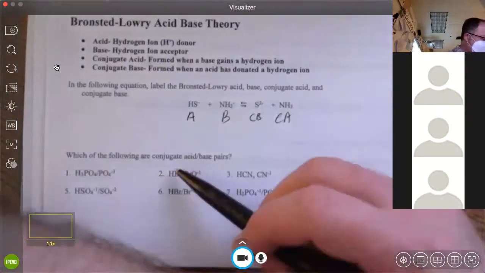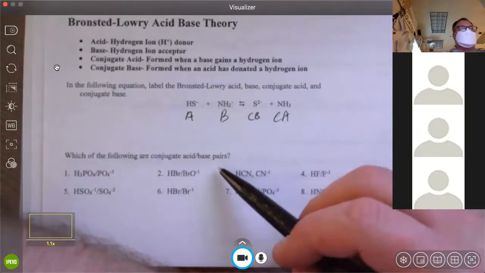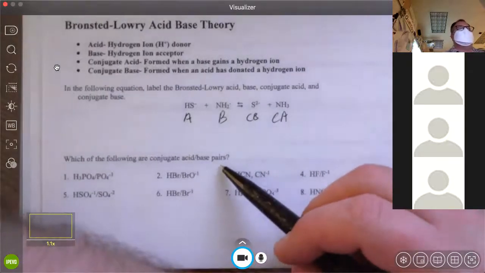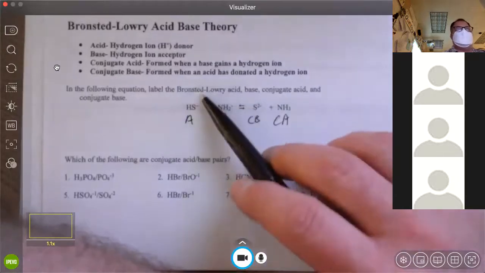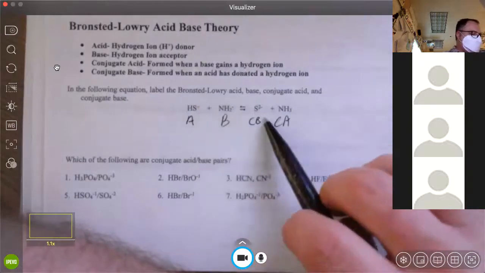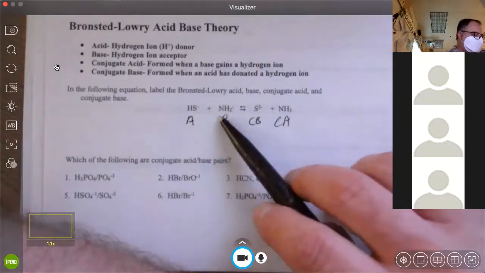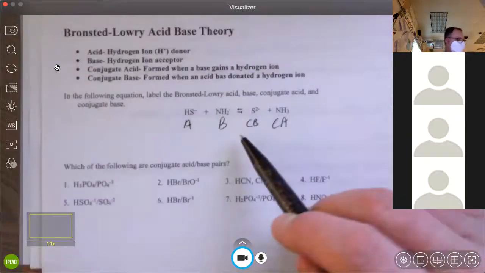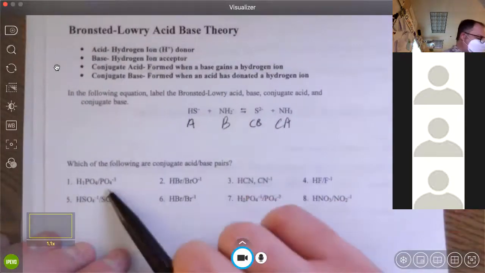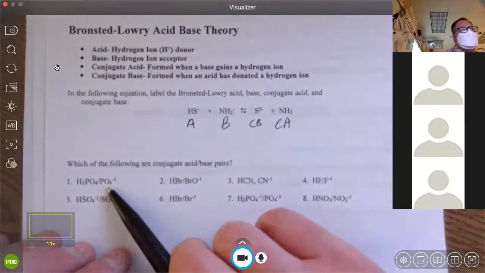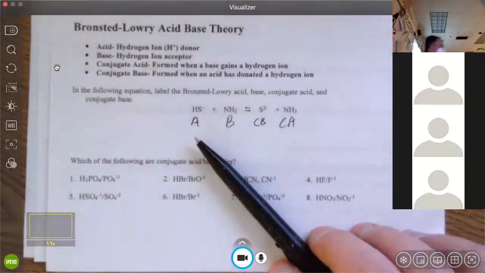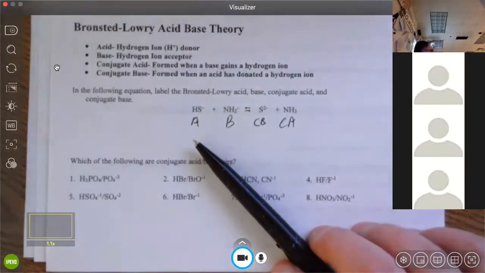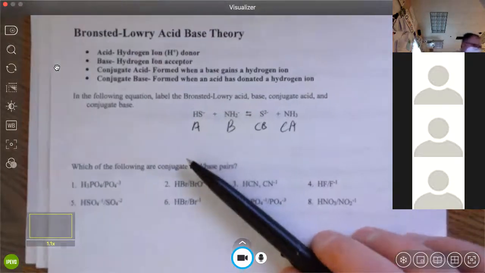So this question here says, which of the following are conjugate acid-base pairs? So we're going to say yes or no on these. The only difference between them can be an H. If you lose an H, you gain a negative. If you gain an H, you lose a negative. So is the only difference between H3PO4 and PO4 negative 3 an H? No, the difference is 3 H's, right? So that's not going to work.